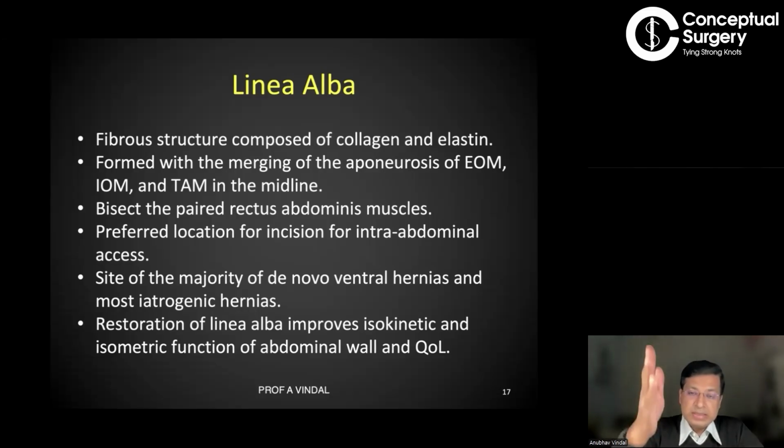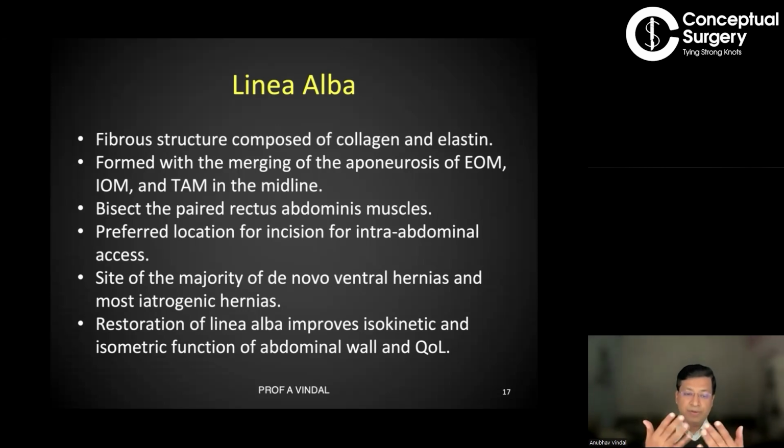Now, because it is a relatively avascular plane, it is a preferred location for midline incisions for intra-abdominal access, like in laparotomies. It is also the site of the majority of primary ventral hernias and most incisional hernias, because most of the incisions are given through the linea alba. So it is obvious that most of the incisional hernias will also arise through the linea alba incision.